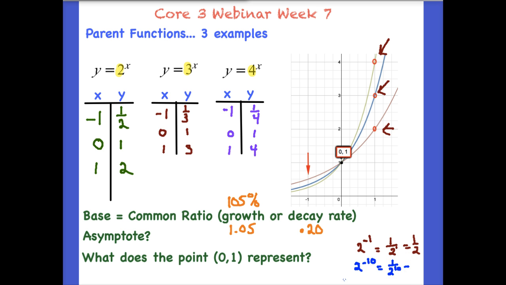What if I did 2 to the negative 100 power, for example? So 2 to the negative 100 power would equal 1 over 2 to the 100 power, which is again even smaller and smaller and smaller.